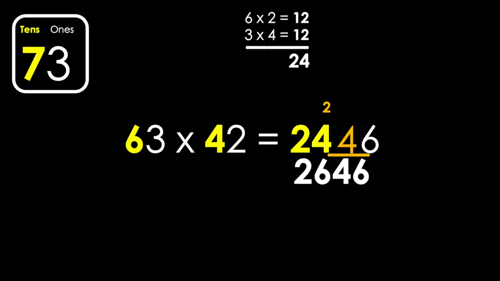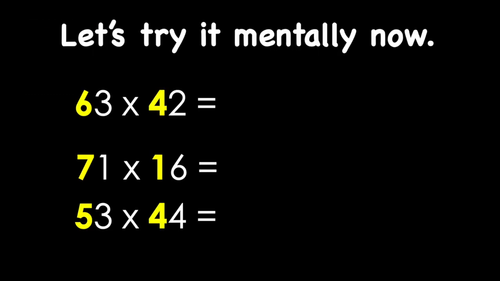Now we're moving on, so let's try it mentally. 63 times 42 falls on the second criteria, as do all these three numbers. So 63 times 42: 6 times 4 equals 24, 3 times 2 equals 6, but we have to solve for the middle one, which is the sum of the products of 6 times 2 and 3 times 4. This is the one we solved earlier.